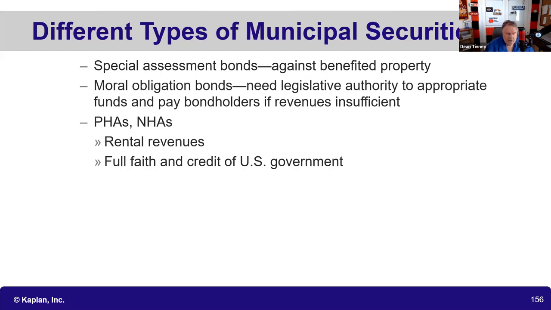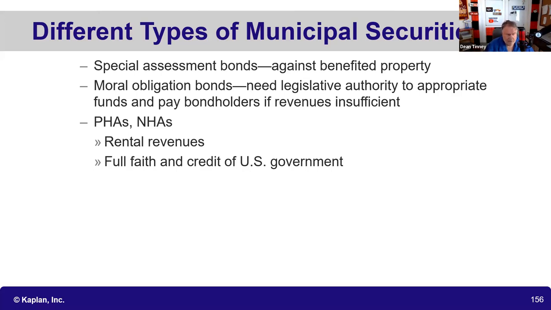Moral obligation bonds. There's still a lot of rural hospitals around the country, and it's hard for these rural hospitals to compete with big city doctors and big city hospitals. And so maybe it's the John C. Fremont Hospital, and they want to issue some bonds to modernize and update their facility. Outside of the local community, nobody knows who the John C. Fremont Hospital is. And so they go to the state legislature and they say, will you give us permission to issue some moral obligation bonds?